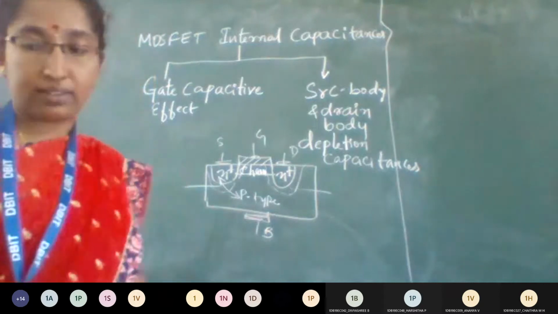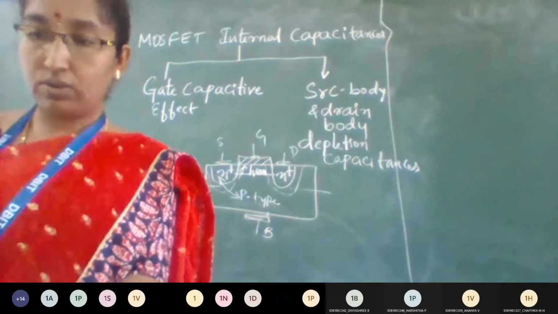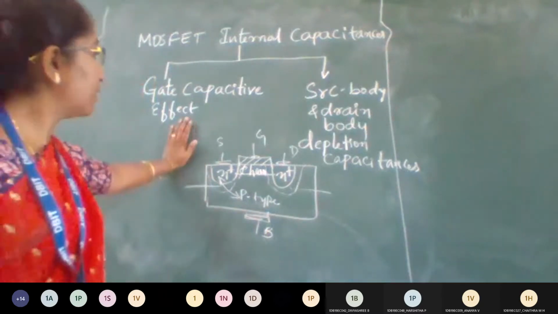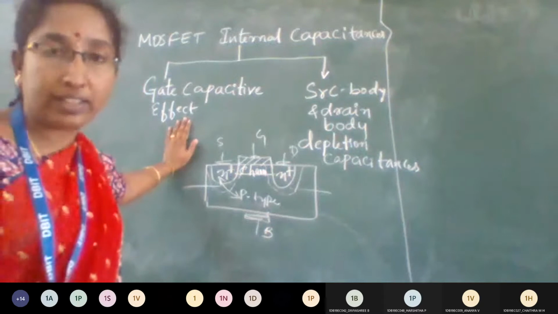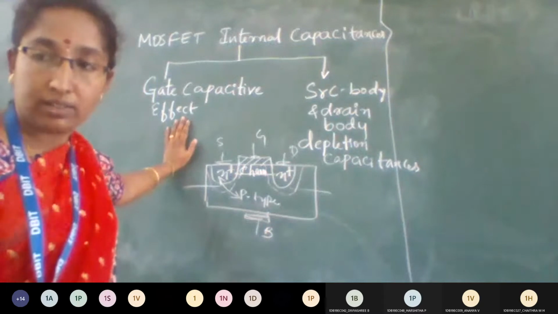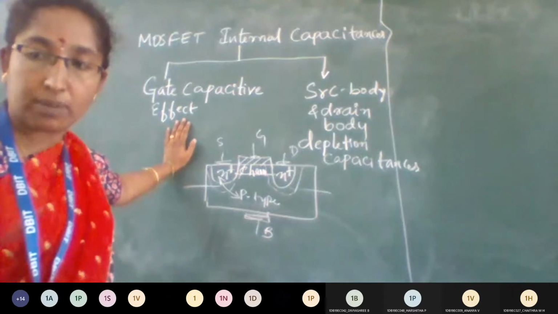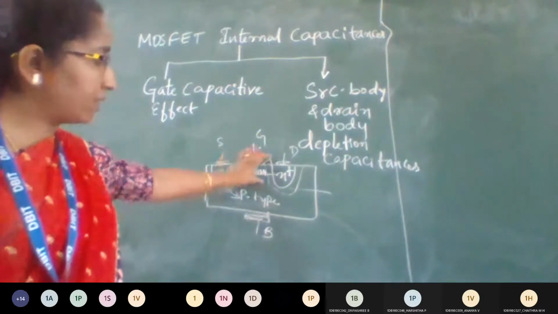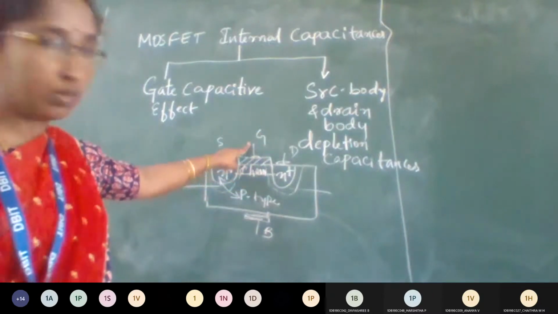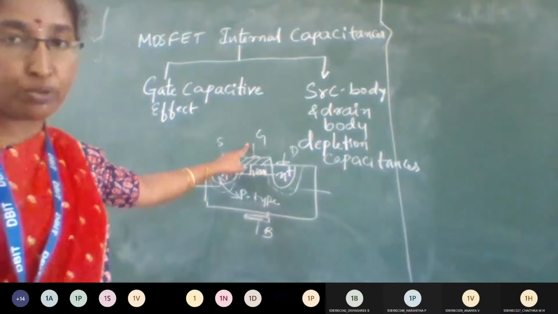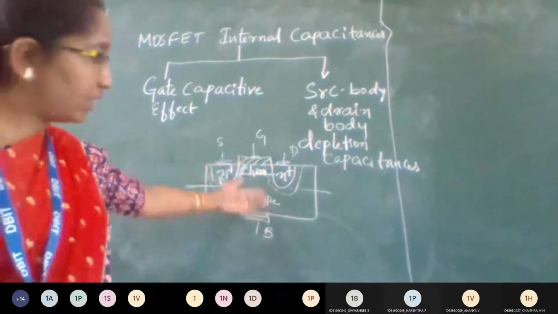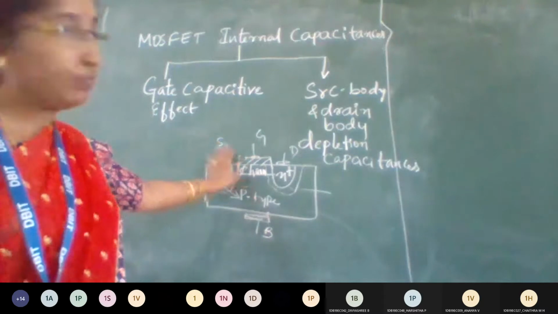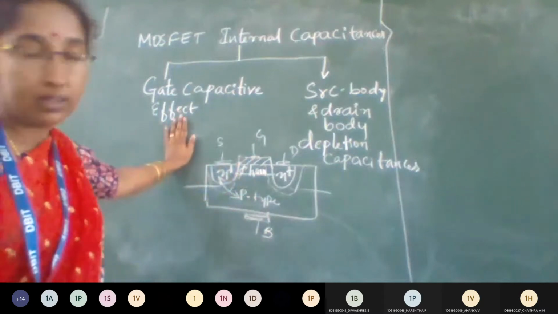So we'll see that. We'll take up one by one. This gate capacitive effect will be between the gate and the channel. That is your polysilicon. That is this and this one capacitor. It will form a capacitor when you apply a positive voltage to the gate. Due to this positive voltage, minority electrons will move towards it, and it will form a parallel plate capacitor. That is about gate capacitive effect.